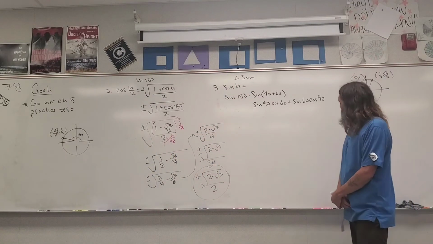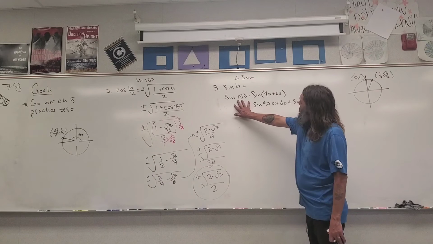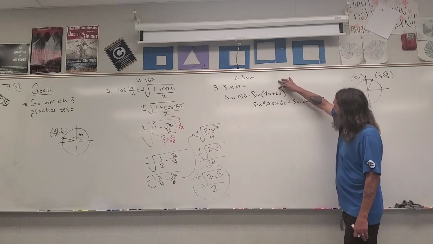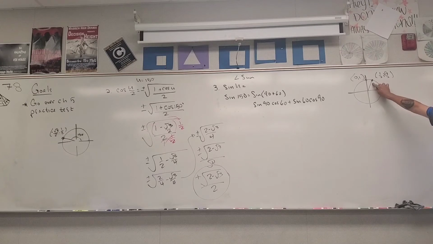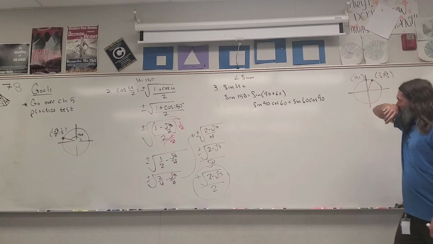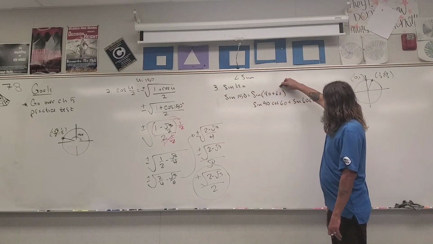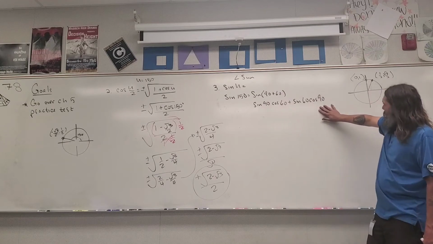All right, so angle sum means that I want you to rewrite 150 degrees using angles. We know I drew a unit circle with a 60-degree angle. My coordinates are 1/2 and the square root of 3 over 2, and I put the coordinates for my 90-degree angle. So 150 to me is 90 plus 60. I plugged it into the formula.